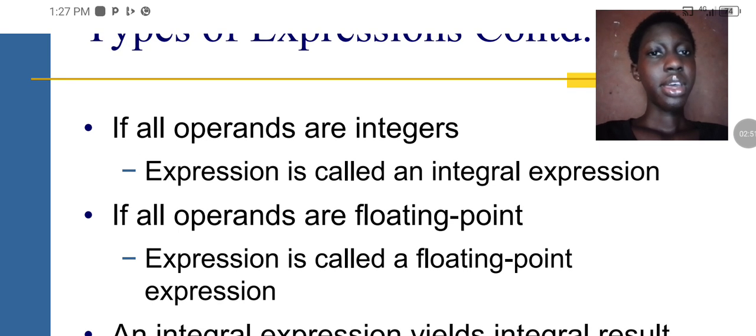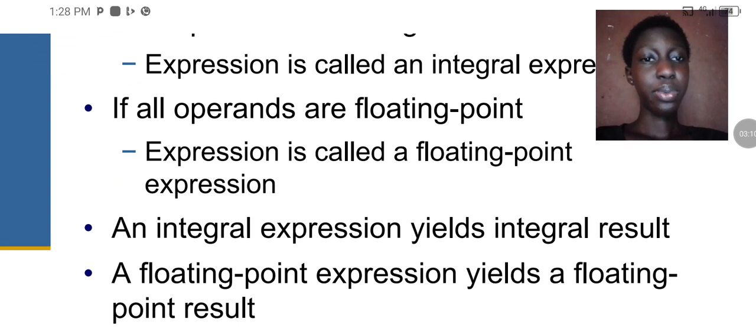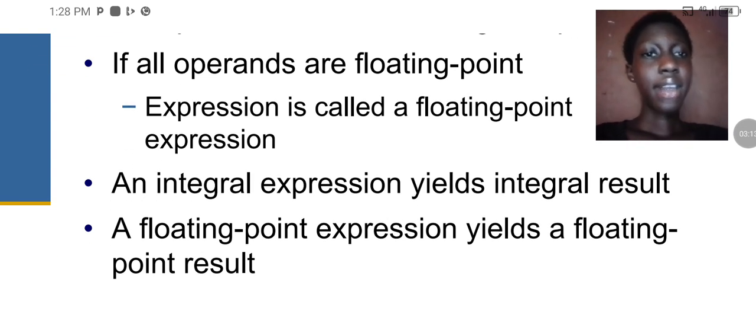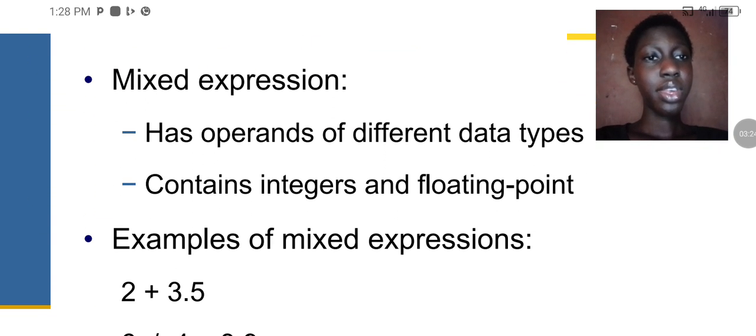If all operands are integers, as the values the operator acts on, we say that expression is called an integral expression. In the same way, if all operands are floating points, we say that expression is a floating point expression. Note that an integral expression yields an integral result, and a floating point expression yields a floating point result. For mixed expressions, we say they have operands of different data types, containing integers and floating points.